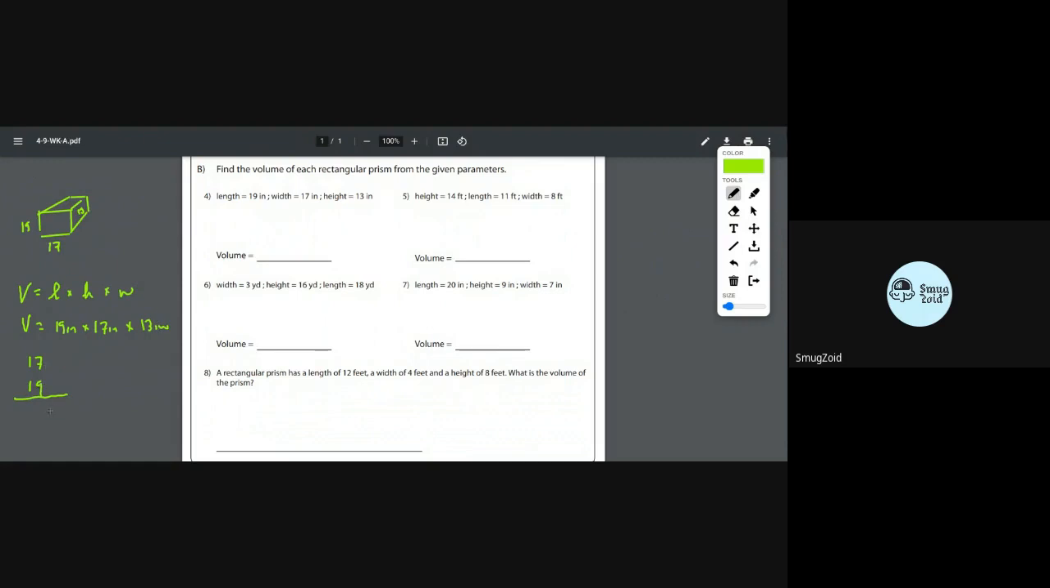9 times 7 is 63. There is 6. 9 times 1 is 9 plus 6 is 15, right? So I can put 1, 5, 3. Then I drop the 0. Then I just write what? 7, 1. Let's add all this up.